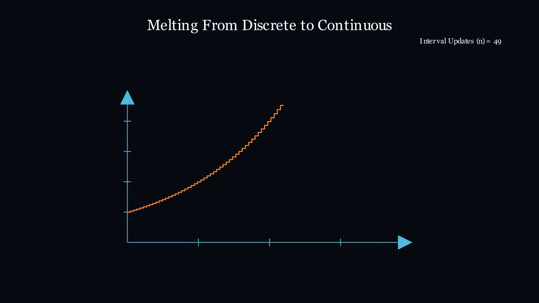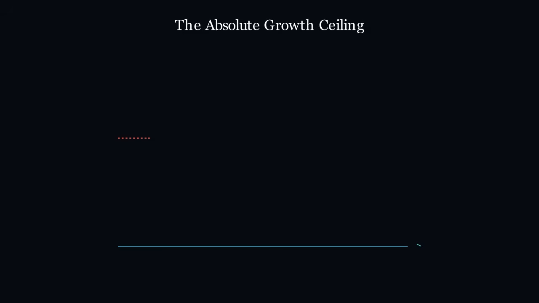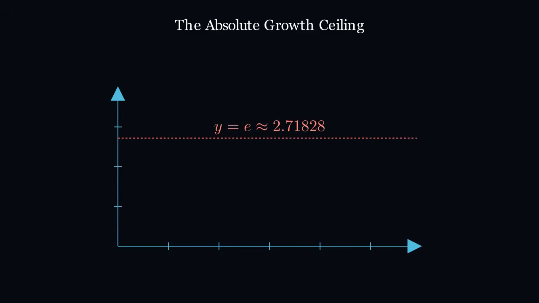When n is a small number, the system updates discretely, moving forward in rigid, isolated geometric steps that fail to capture the fluid reality of the physical world. But what happens to the geometry of this growth when we force those steps to occur infinitely fast? As the number of updates, n, increases toward infinity, the geometry of the system undergoes a radical transformation. The rigid intervals become microscopically small, causing the jagged, discrete steps to melt away entirely.